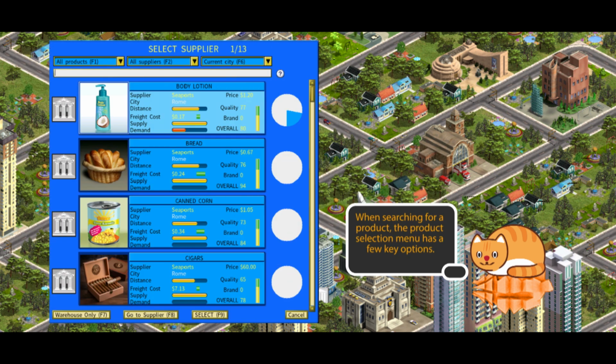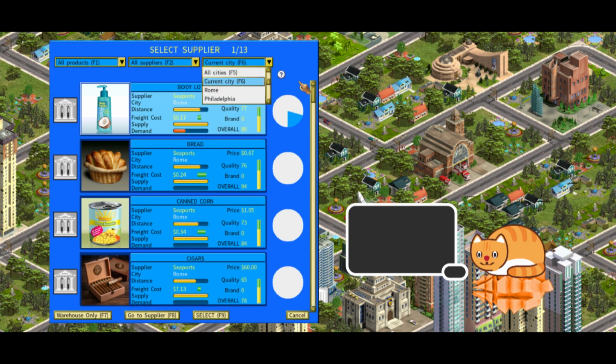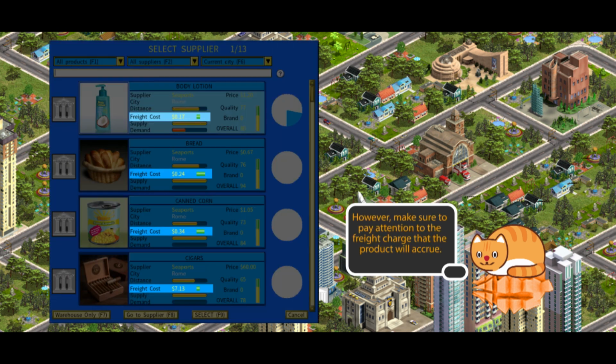When searching for a product, the product selection menu has a few key options. You can choose products from this city or globally. However, make sure to pay attention to the freight charge that the product will accrue. Some products, such as food, do not ship well between cities.